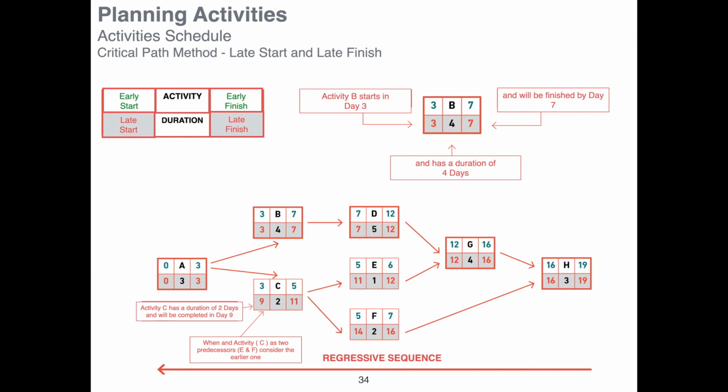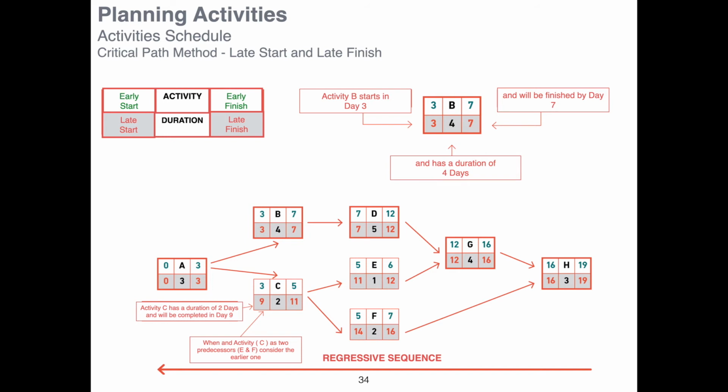E will be completed on day 12, that is the latest date. It will have a duration of 1 day, so it means that the late start date is 11. F will be completed on day 16, that comes from H. It will have a duration of 2 days. It means that the latest date to start activity F will be day 14 of project implementation.